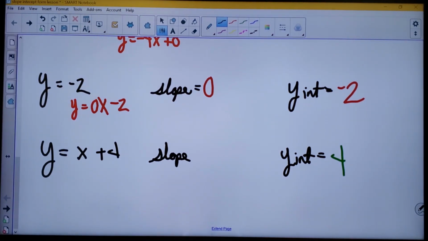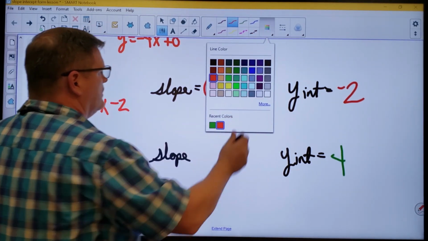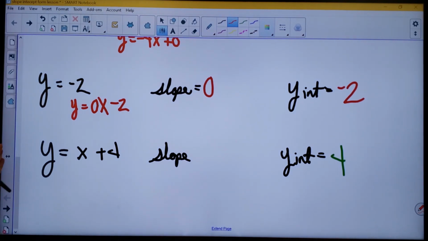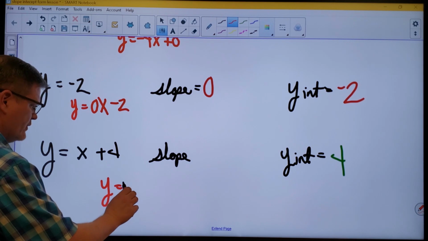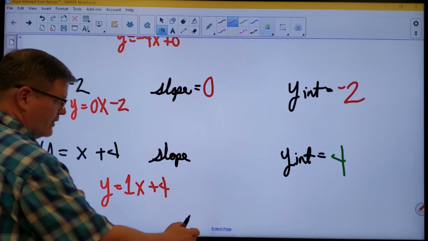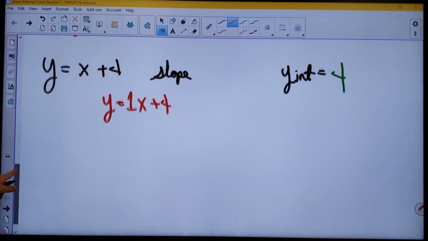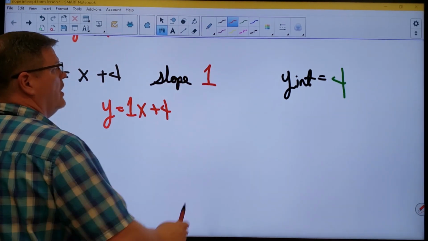Now, getting back to the slope, I don't see a number in front of the x. And so we have to ask ourselves, what number is in front of that x right there? What I want you to do is think about it as y equals 1x plus 4. So our slope is going to be a 1.